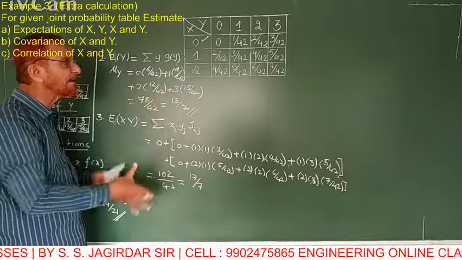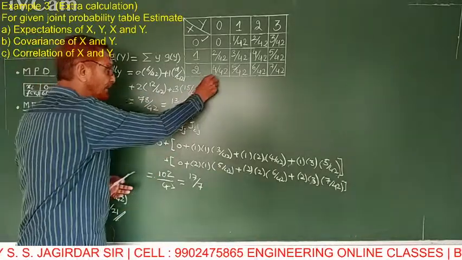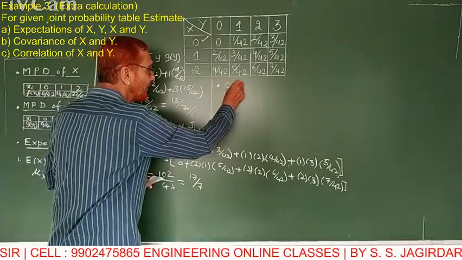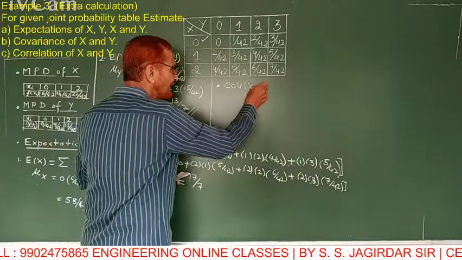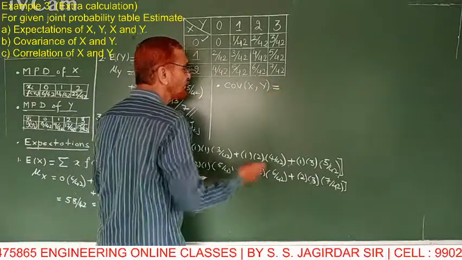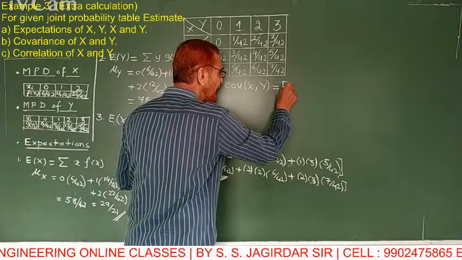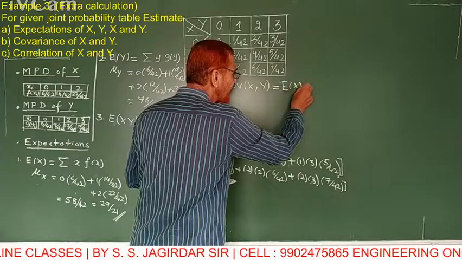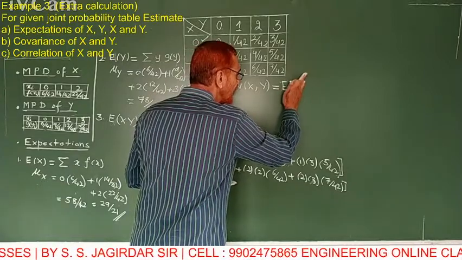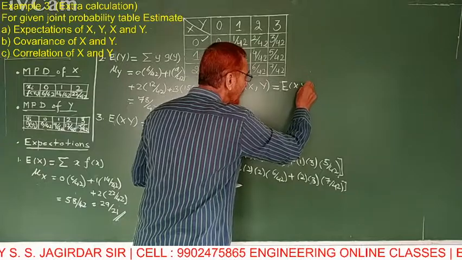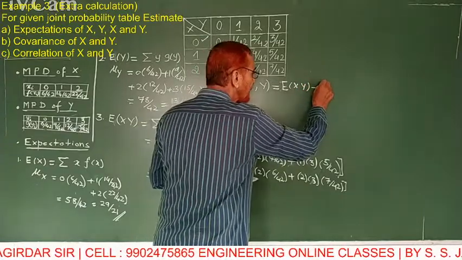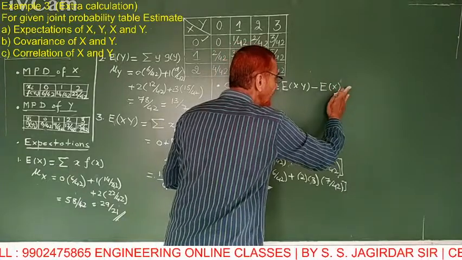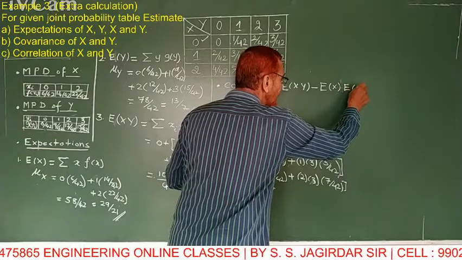So when you got all the expectations, next you have to go for what? Covariance. That is, covariance of x and y. What is the formula? The formula is expectation of xy minus expectation of x into expectation of y. This is the formula.